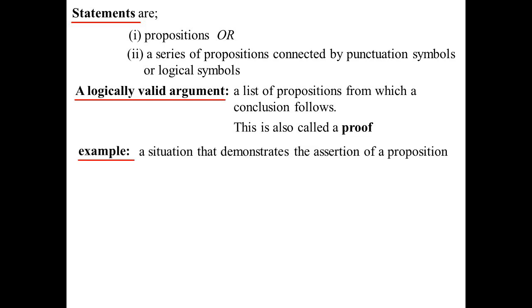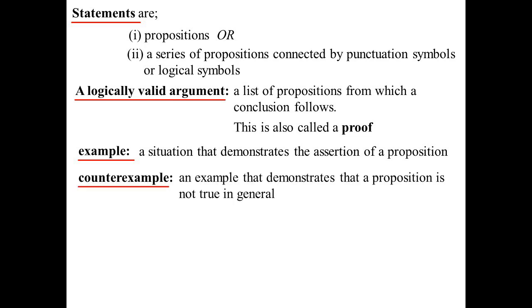Now, this is not an example. This is defining the word example. Okay, so example, that's a situation that will demonstrate the assertion of the proposition. But then we have these things called counter examples. And counter examples will demonstrate this proposition is not true in general. And we often use them to disprove something. Because all you have to do is find one case where it doesn't work. That's what we call the counterexample. And then we know the proof is no good. So we use it to invalidate the argument.